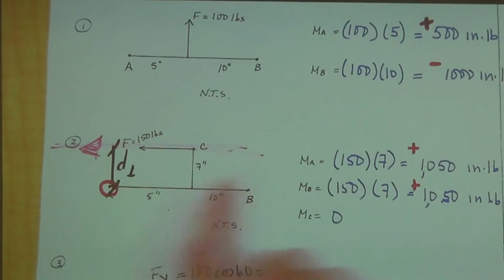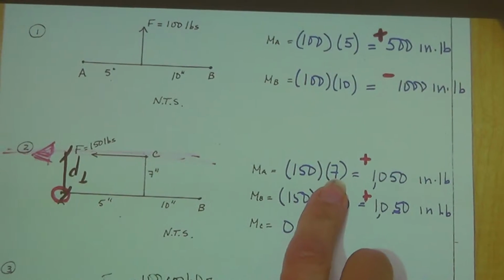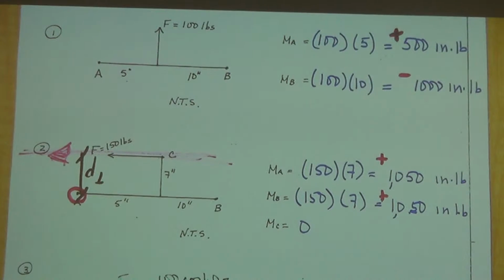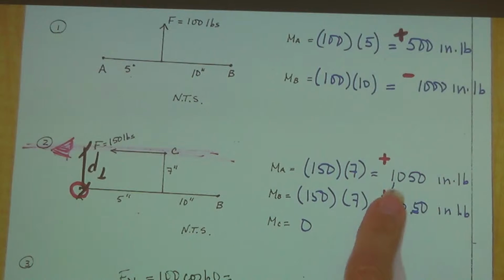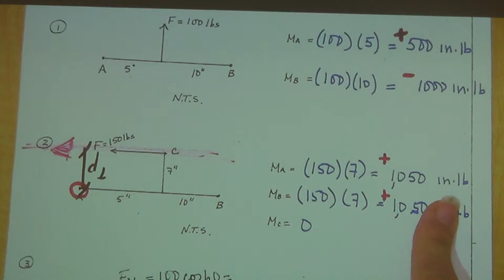So the magnitude is 150 times 7, and then I use my right hand rule. I put my fingers in the direction of the force. I put my palm towards the point I'm finding the moment about, and I get a positive. So I got a positive 1050 inch-pounds.